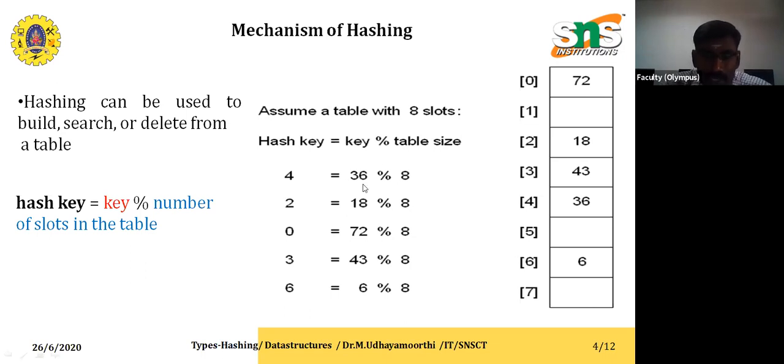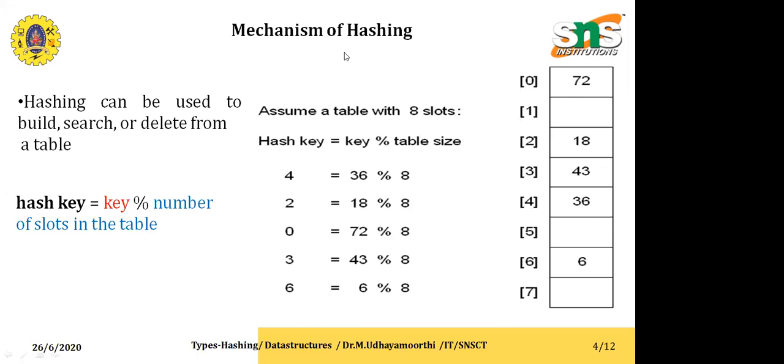Okay, first one is 36, the next one is 18, the next one is 72, the next one is 43, and the next one is 6. Okay, up to 6 you are having now. So next, are you noting it down? Yes, sir. Okay, up to 6 you write, then after that I will tell.